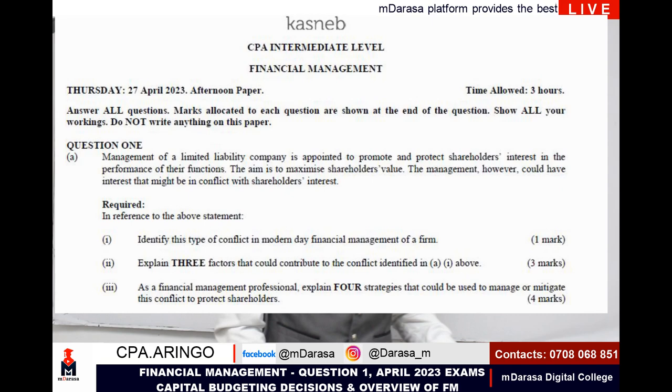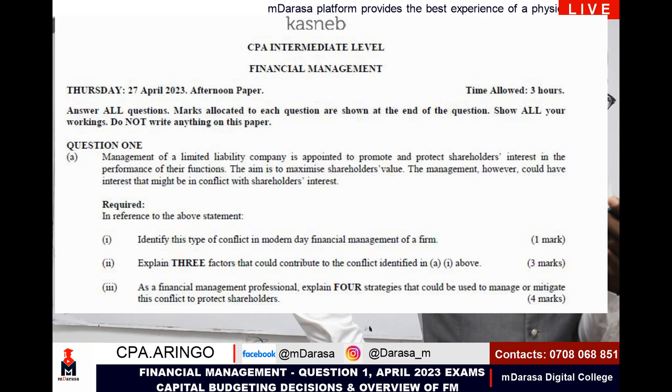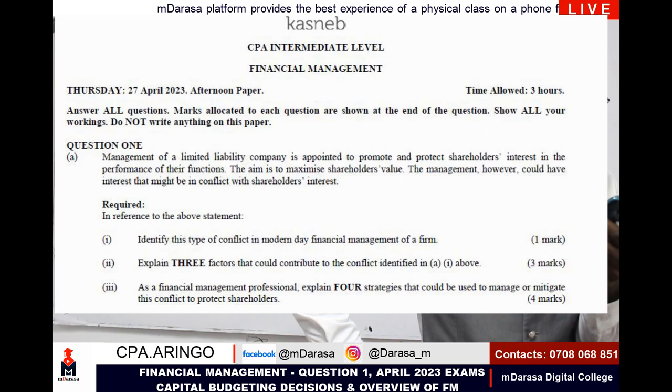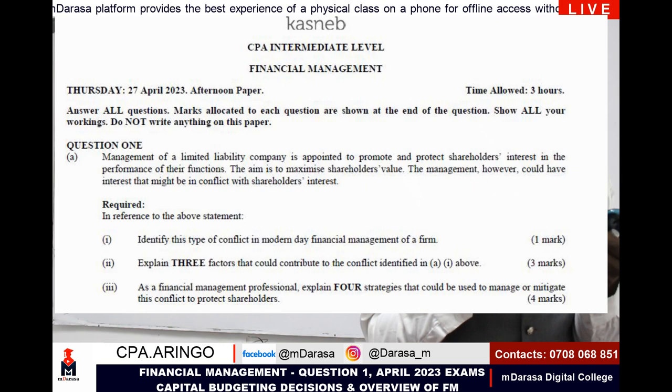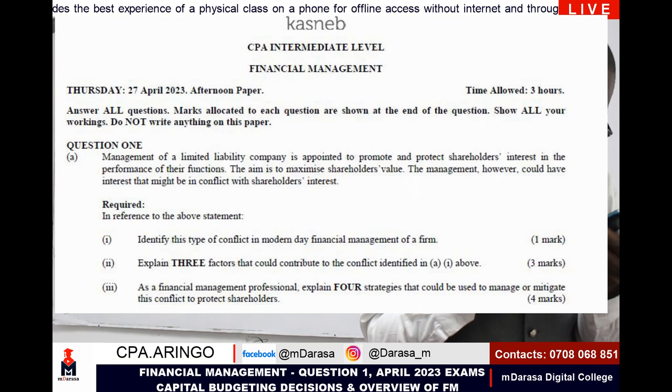So, go to the questions you are told required. Number one, in reference to the above statement, identify this type of conflict in modern day financial management of firm. So, you know very well that this is basically agency theory. And therefore, the conflict that we'll be talking about here is literally aspect to do with what? We can talk of agency conflict, right?